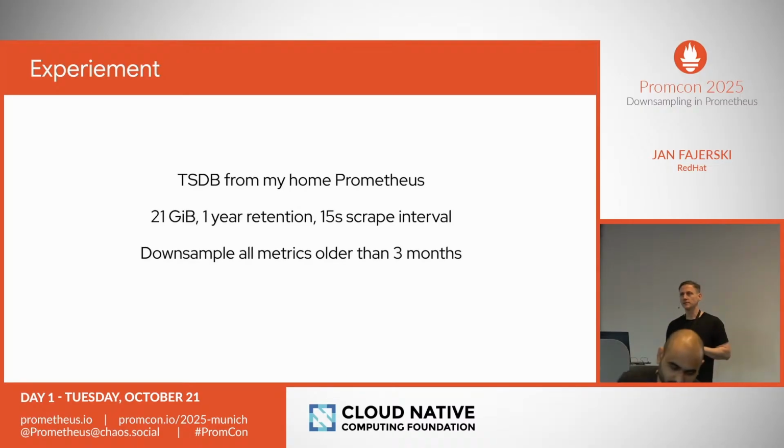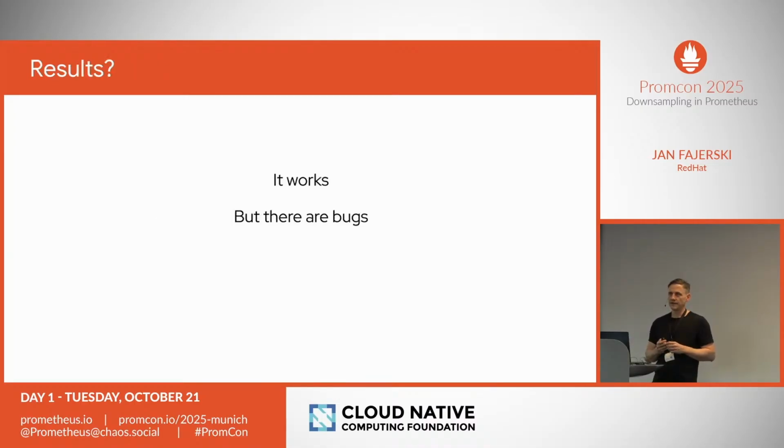So it's like 21 gigabytes of data for a year, every 15 seconds, and downsample everything that's older than 3 months for various settings of the algorithm. So various downsampling scopes and downsampling factors. And yeah, sadly, I have a bug in there. So I wanted to show you some result. It works. You see the expected sample reduction when you query the data and so on.